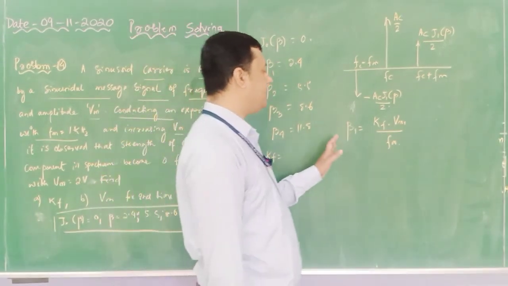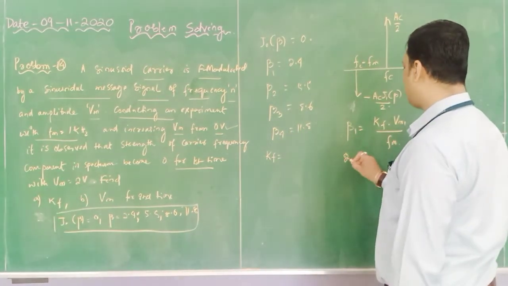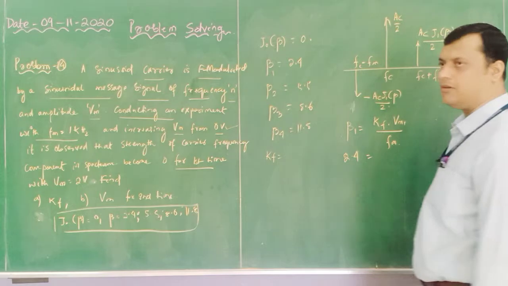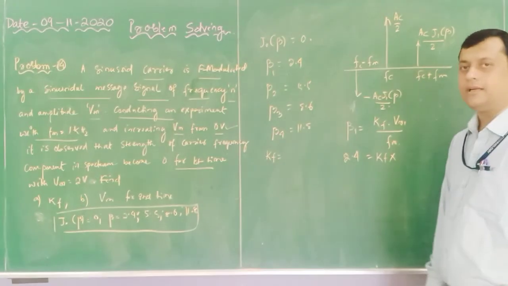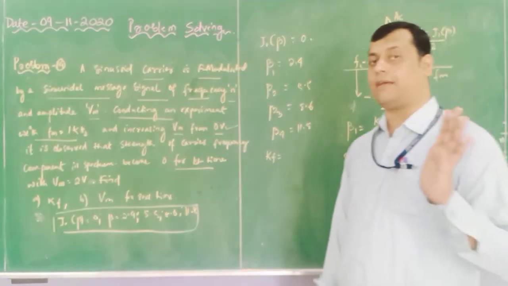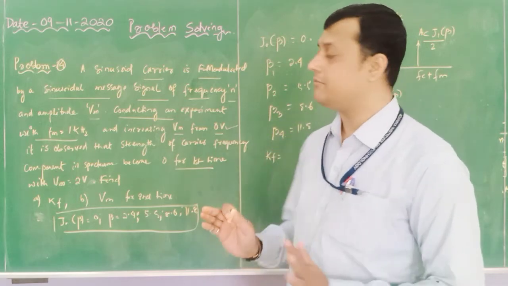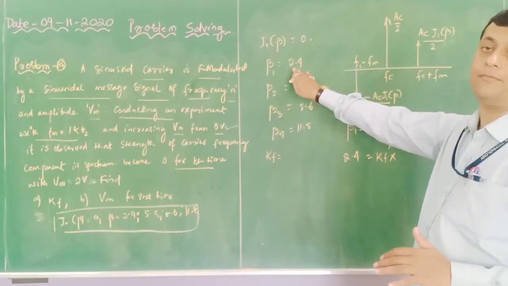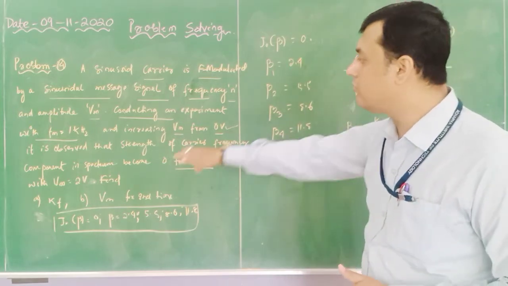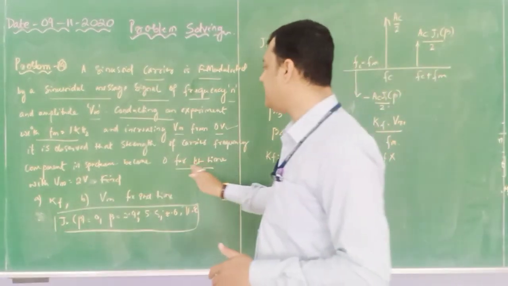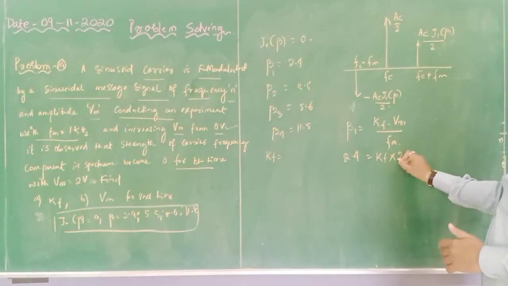Now here you can see that beta 1 value is 2.4. Kf is unknown. What is Vm1? Vm1 means the maximum value available in our modulating signal, because we are discussing beta 1. At this particular point the amplitude of the modulating signal is 2 volt, as it is written. For the first time Vm is equal to 2 volt. So Vm1 is 2 volt.